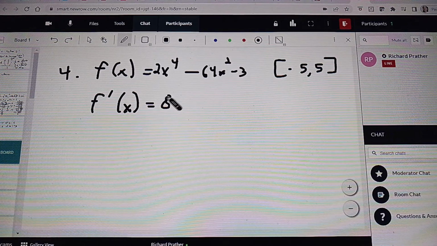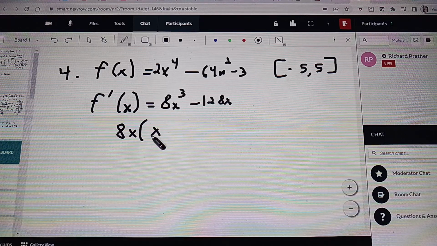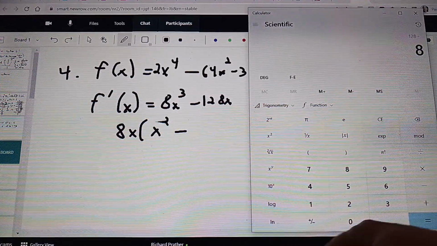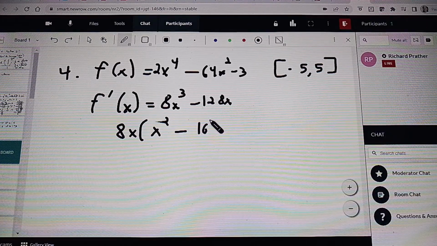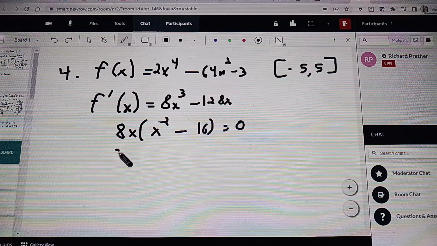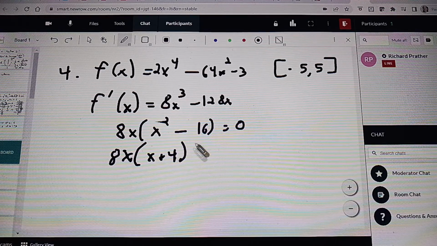The derivative is 8x to the 3rd minus 128x. That's never undefined, but it could be 0 3 times. I'm going to factor out an 8x and leave x squared here. Hopefully this divides by 8. 128 divided by 8 is exactly 16. So that factors one more time with difference of squares. X squared minus 16 is x plus 4 and x minus 4.